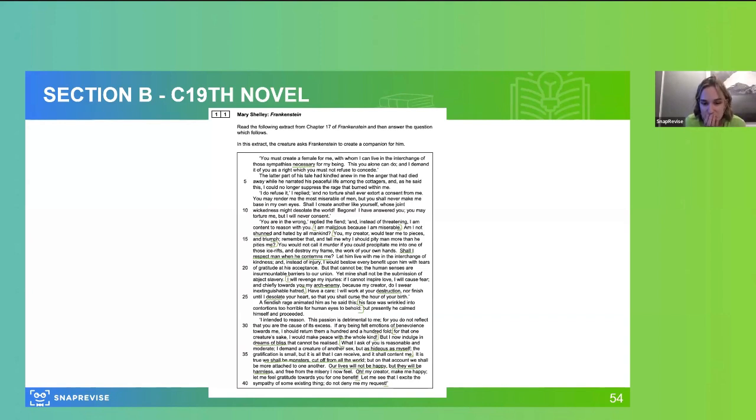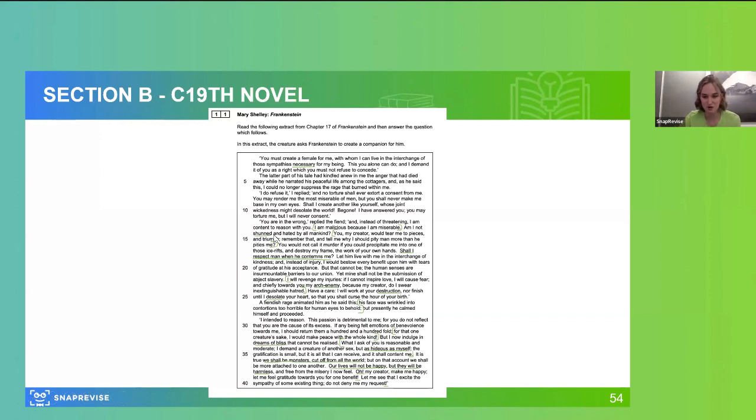Frankenstein then goes on to talk. Okay, so at the end, how would you analyze the last two sentences? That's one sentence technically. How do you analyze the last two sentences from "Oh, my creator, make me happy. Let me feel gratitude towards you for one benefit. Let me see that I excite the sympathy of some existing thing. Do not deny me my request."